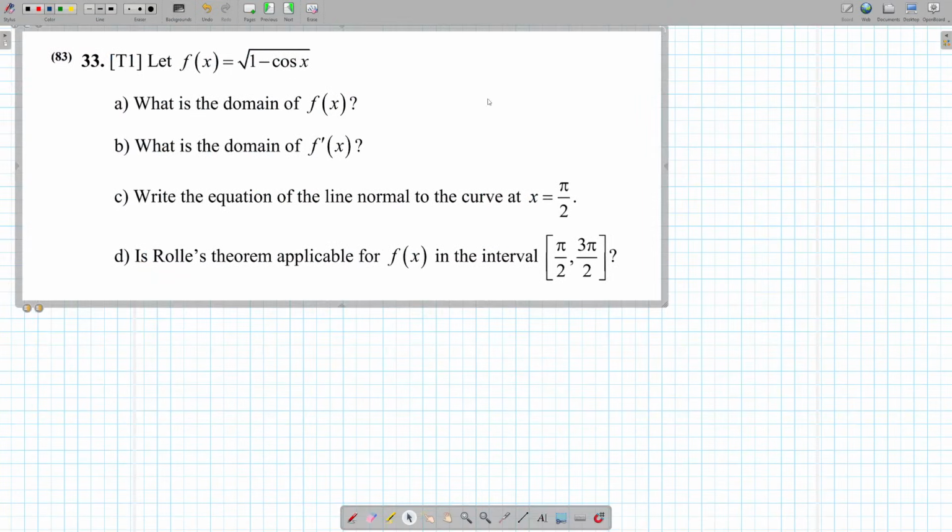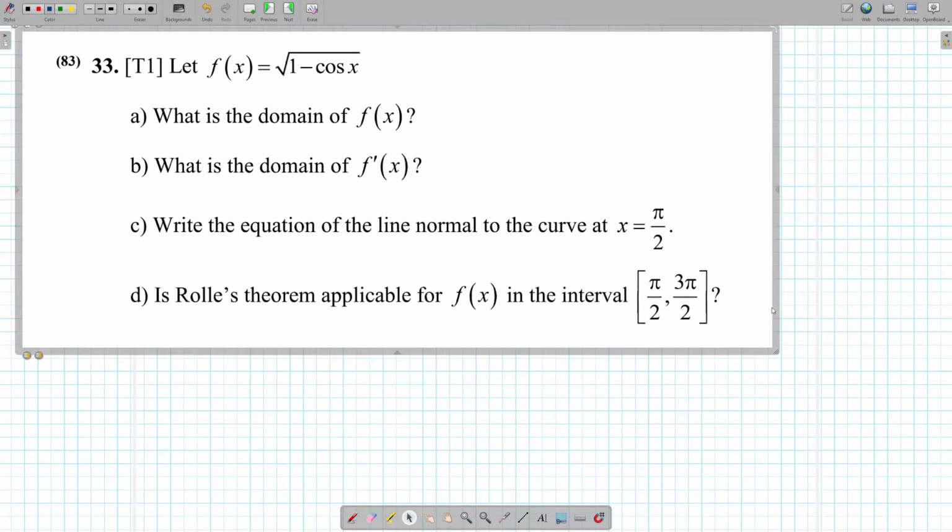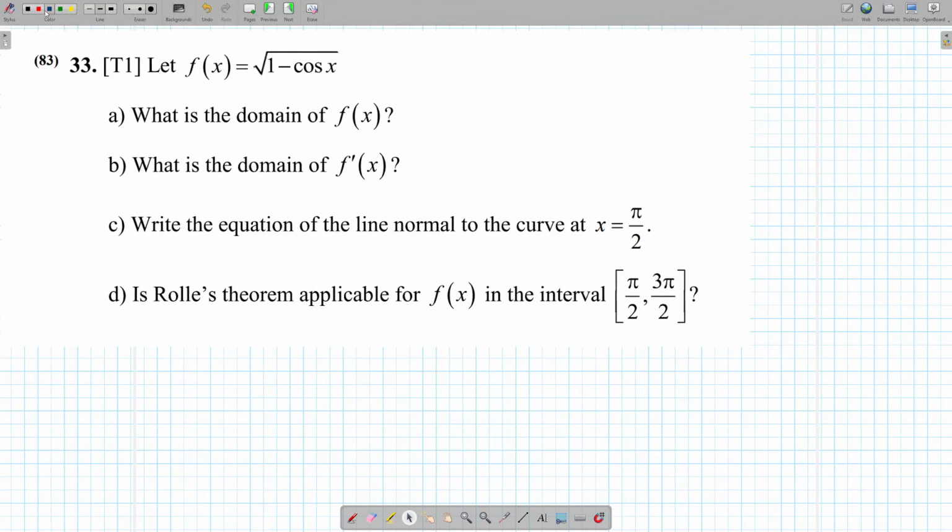Question 1. What is the domain of f of x? Now, you have a radical. For a radical, you need to make sure that that radical is never negative. So we took this a long time ago. How do you make sure? Simply you set what's under the radical greater than or equal to 0, right? Because we know that it can't be negative under the radical.